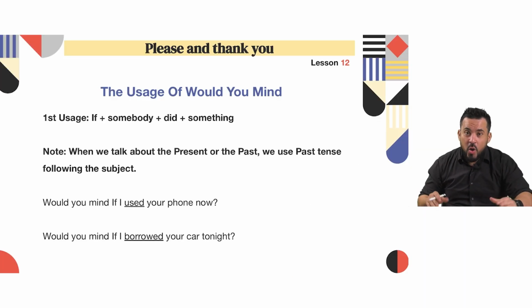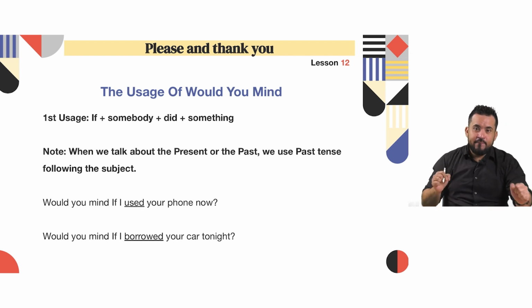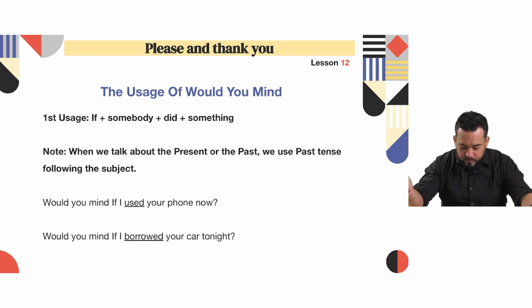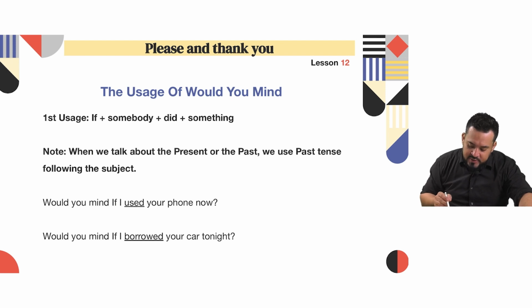We will start with, would you mind? Would you mind is a little bit tricky, okay? Would you mind is used for request, okay, to request something. When we talk about the present or the past, we use the past tense following the subject, okay? Would you mind if I used your phone? Would you mind if I borrowed your car tonight?